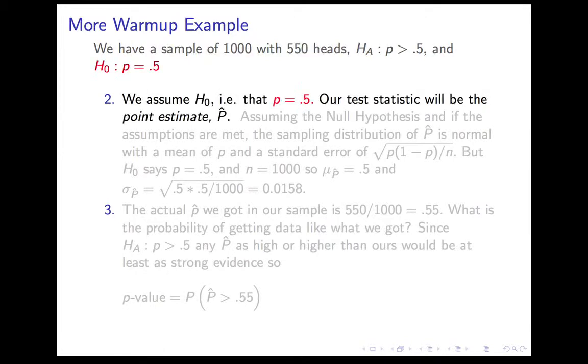Step two is we assume the null hypothesis. So we're going to assume that p is 0.5. So now we're in the situation of lecture 16. We have a categorical variable, we have a population, all coin flips, and we know p. We know the percentage of time. We're assuming that p is 0.5. So knowing p, we now know the distribution of the natural statistic p hat, which is the percentage of a sample of coin flips that come up heads.